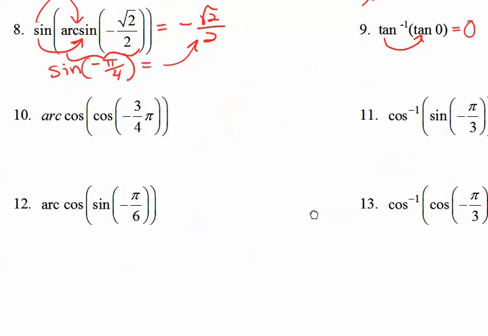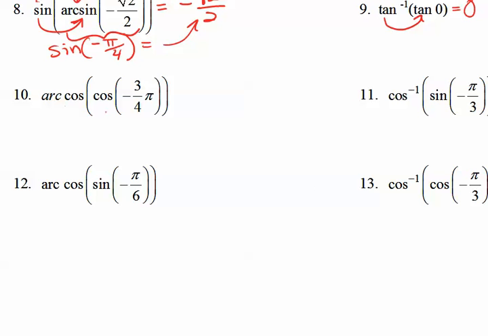And for question 10, now we want to be careful about our restrictions when we have the inverse on the outside. The inverse of the cosine almost cancels out, but negative 3/4 pi is outside of our restriction. So negative 3/4 pi would be this angle. So we want to choose its mirror image that is within the restriction. So we want to come up with positive 3/4 pi.